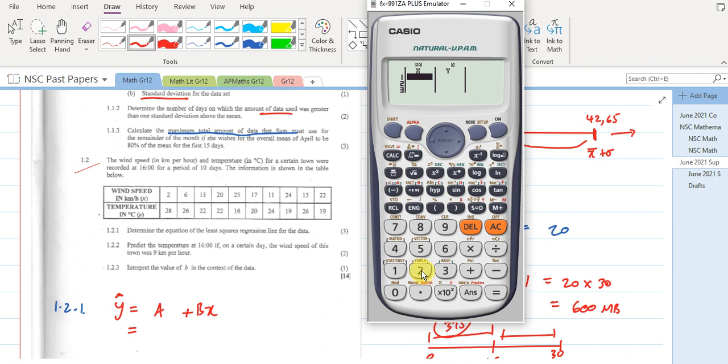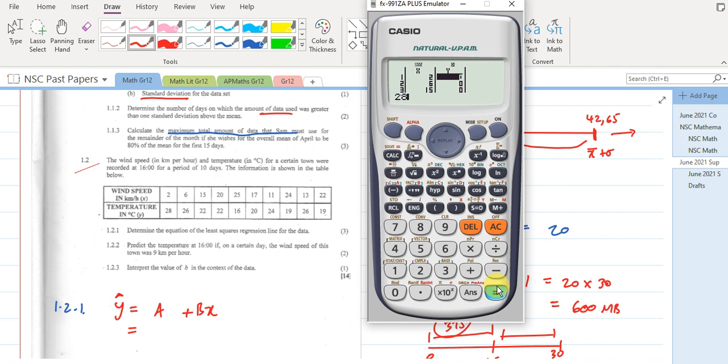Entering all the x values: 2, 6, 15, 20, 25, 17, 11, 24, 13, 22. Right, so we've got 10 data sets. Now as I'm entering the y values, I will check all the x values.